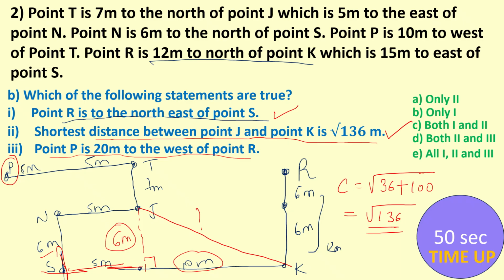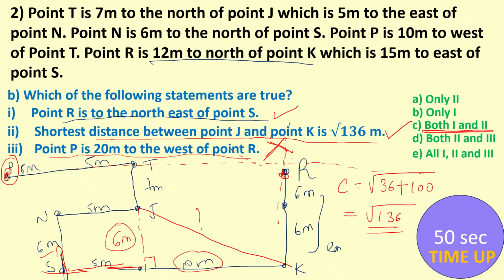Point P is in the west direction only. If you see this direction, you need to extend this, and somewhere here will be point P and here somewhere your point R. So point P will be in the northwest direction. So this option is wrong. The third statement is wrong. So which one is correct? Both 1 and 2. That is, option C is the correct option.